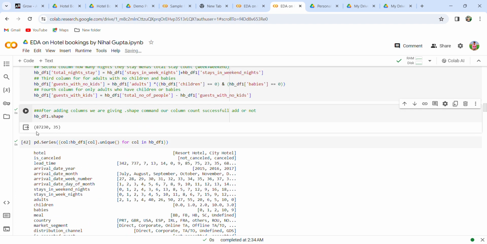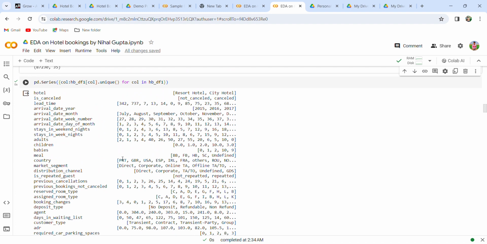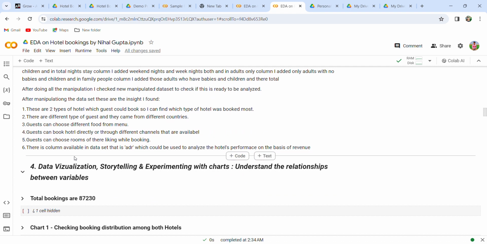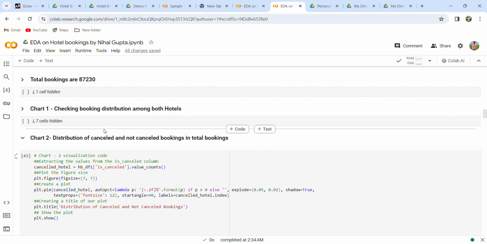Now we have seen that we have got this command, pd.Series. This is all the data which we have extracted. Now the total bookings are 87,230. Checking booking distribution among both hotels.